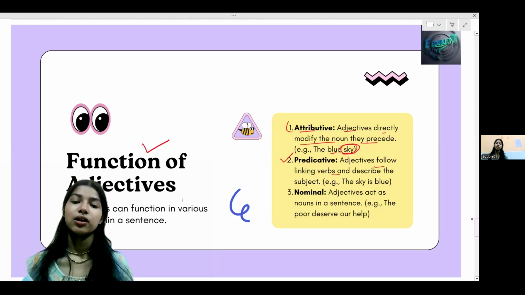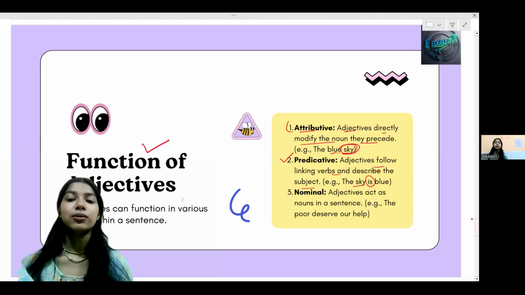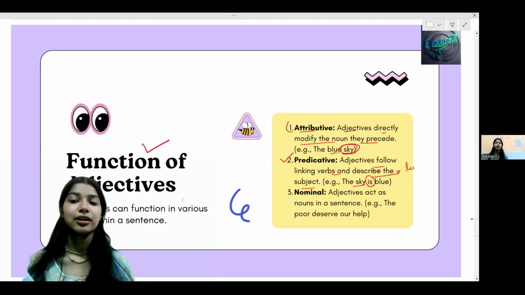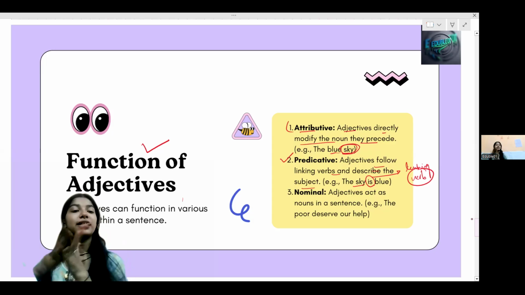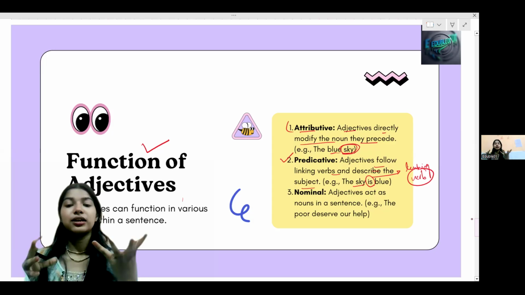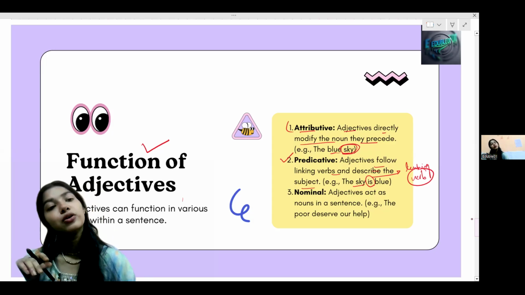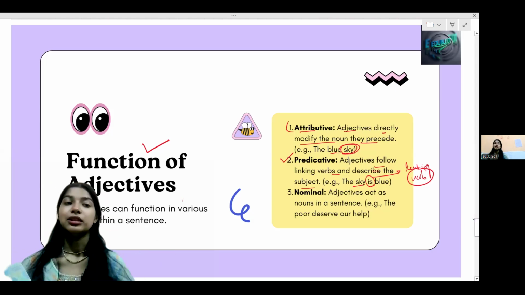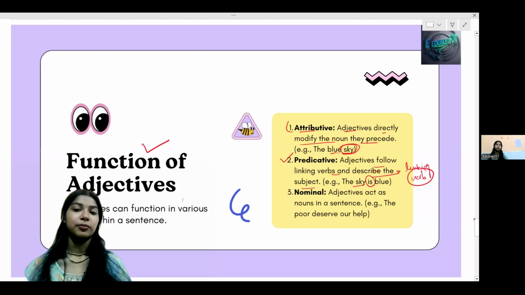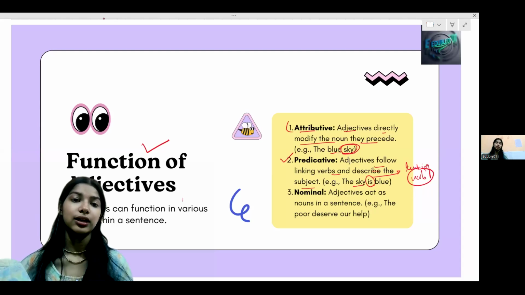Adjectives follow linking verbs and describe the subject. The sky is blue. Here, the word is, that is a linking verb we have learned about in the previous video. The word is came here. So, in the predictive adjective, the adjective follows a linking verb. Means after the noun, there should be a linking verb before the adjective.